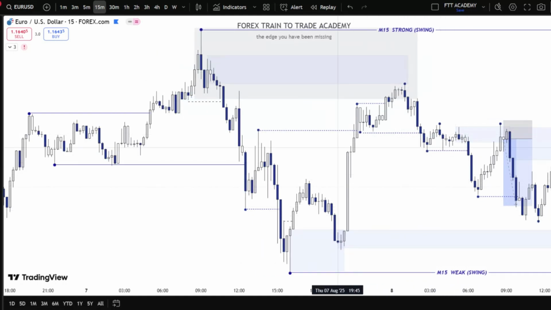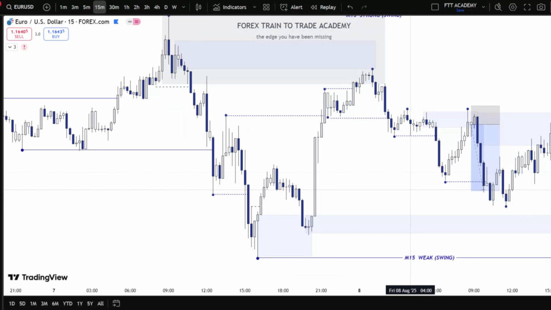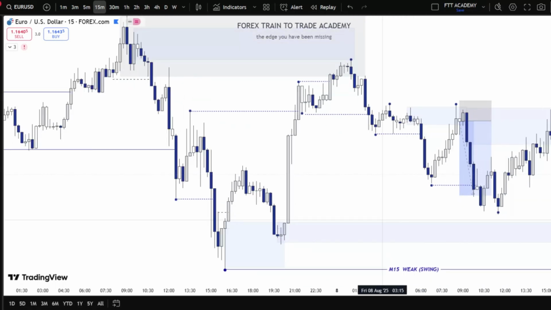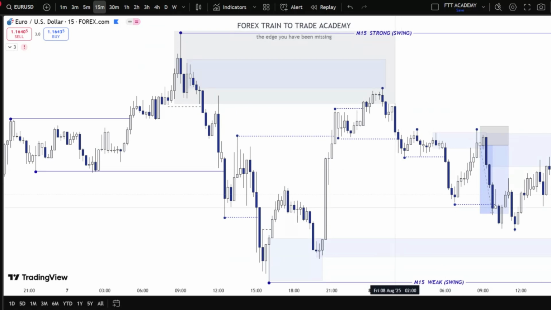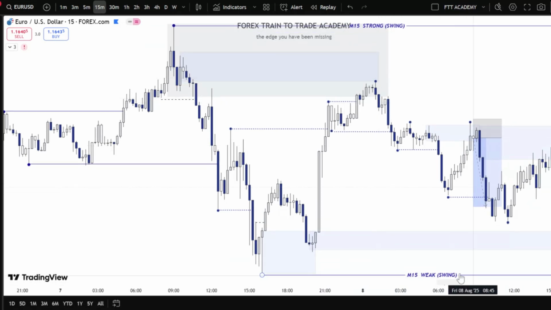I came in the morning and I saw a sustainable internal structure building. Once I see sustainable internal structure building, I know that there is a money making opportunity. So I just needed to look for the next internal structure and I entered there to continue, because I already know the objective of the market. What is the objective of the market? It should leave from strong and target the weak.